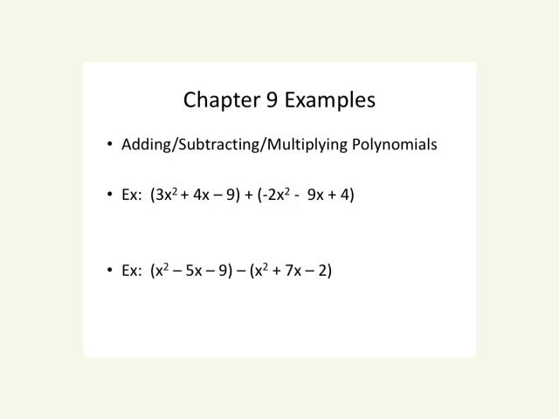We have 3x squared plus 4x minus 9 plus negative 2x squared minus 9x plus 4. So all we're going to do here is simply combine like terms. 3x squared and negative 2x squared makes 1x squared. 4x and negative 9x, remember it takes the sign in front of it over there on the second set of parentheses. 4 and negative 9 make negative 5x. And then we have negative 9 and positive 4, which make a negative 5. So we have x squared minus 5x minus 5.